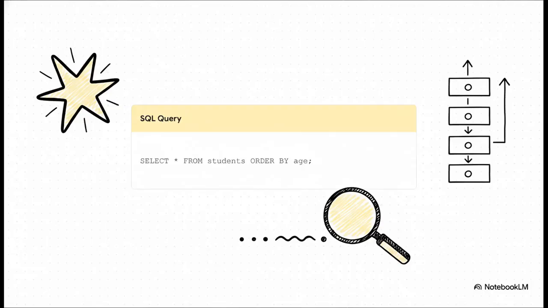And just look at how simple the command is to write. We start with select star from students, which basically just means, hey, show me everything from the students table. Then we add our magic phrase, order by age. That's it. We're just telling the database, hey, sort all these results using the age column.